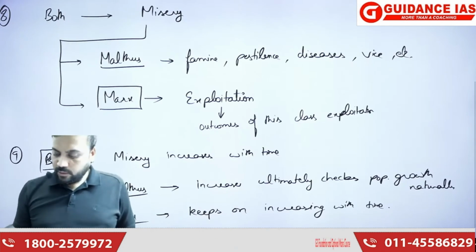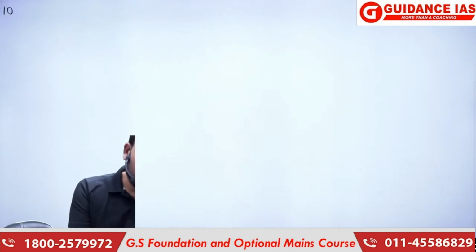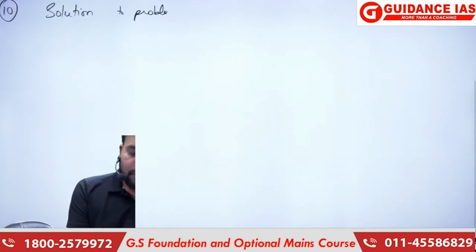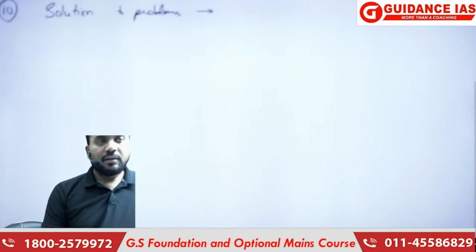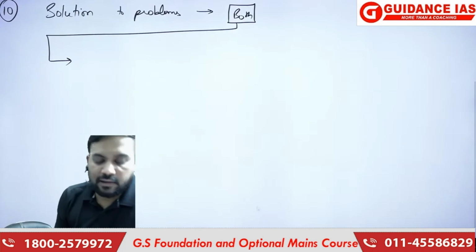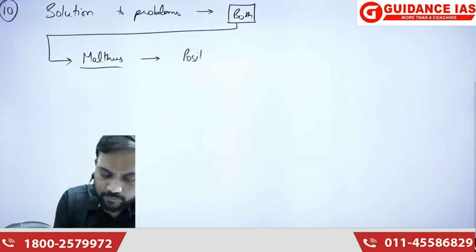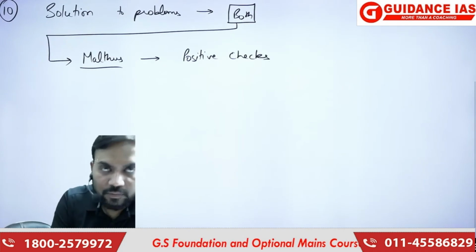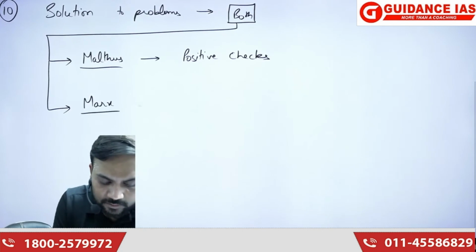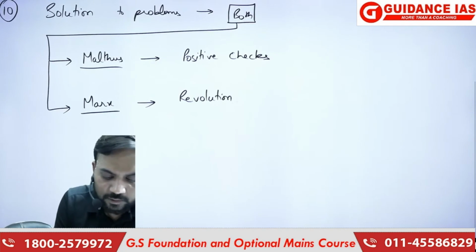And the solution, दस अलग से भी लिख सकते हो या फिर उसमें उसी पॉइंट में लिख सकते हो. Solution to the problems of overpopulation and misery, both of them have talked about this, but they are very clearly different. So for Malthus, it is the case of positive checks. Then if you talk about Marx, it is which type? It is revolution.